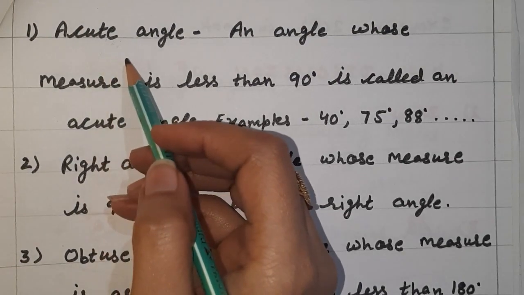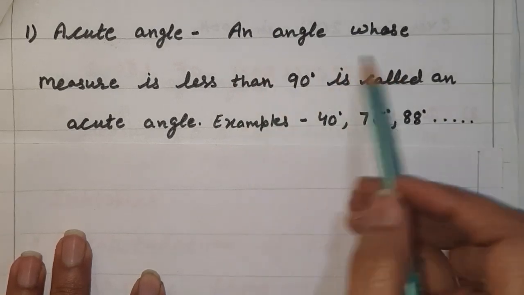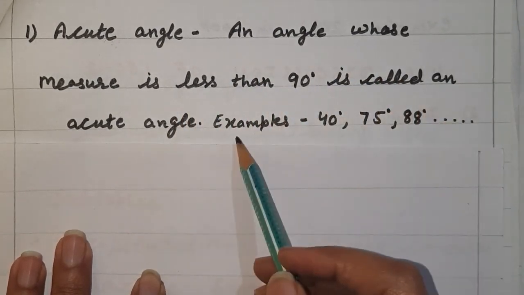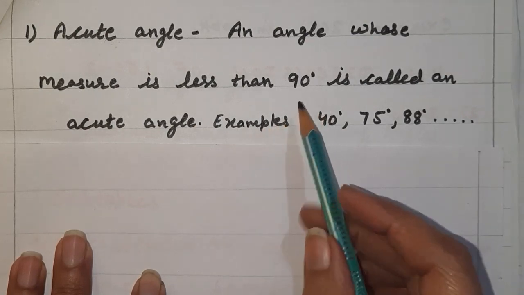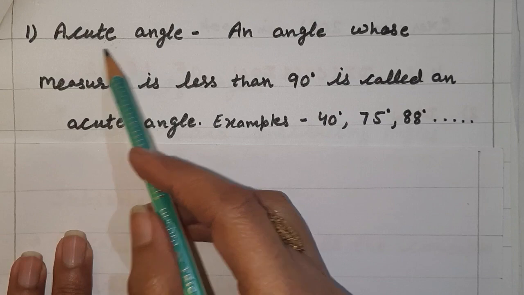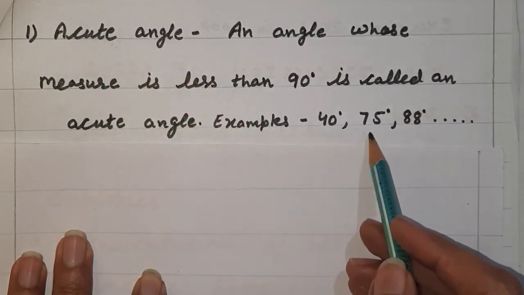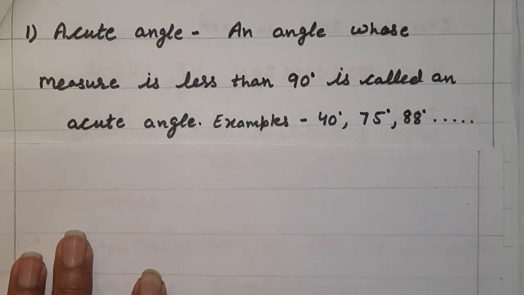Types of angles. Acute angle. An angle whose measure is less than 90 degree is called an acute angle. जो एंगल 90 डिग्री से लेस होगा that is known as acute angle. Learn the spelling carefully. For example, 40 degree, 75 degree, 88 degree, 76 degree, 37 degree. These all are acute angles.